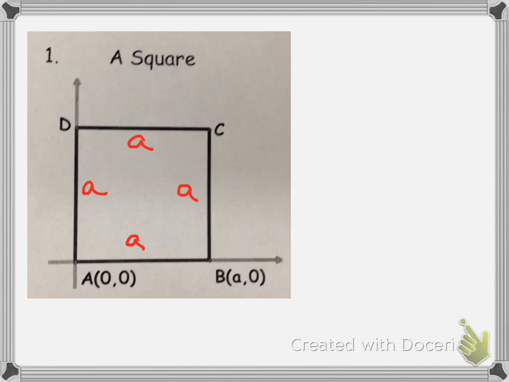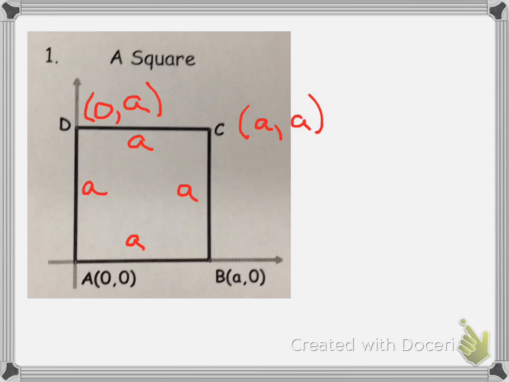Now to go to C, you still had to walk over A units, and then when you traveled up to get to C, you went up A units. And for D, same thing. You started at 0, because you didn't go left or right, and then you walked up A units.